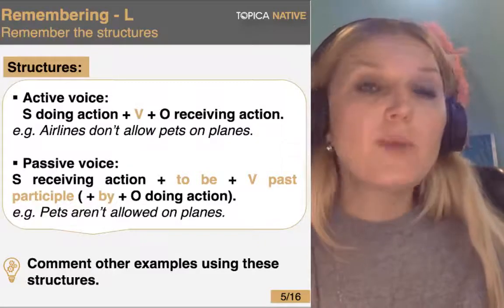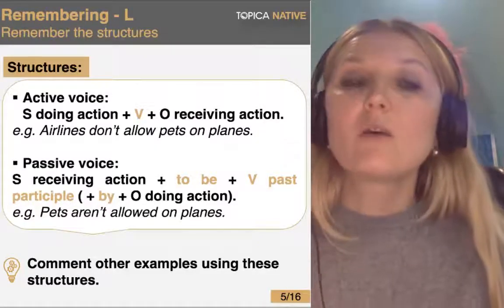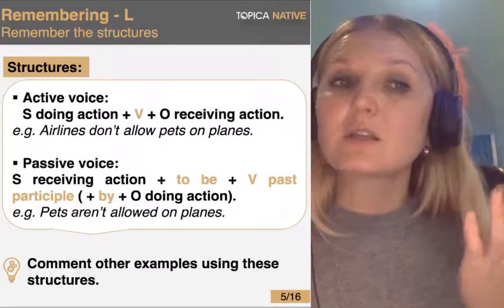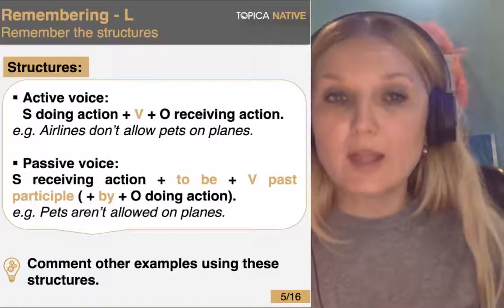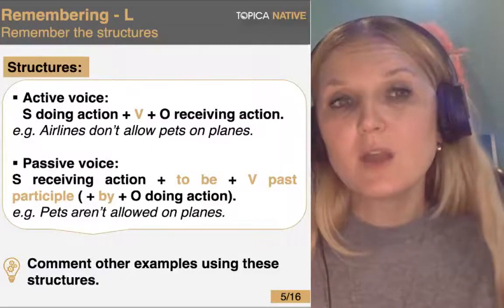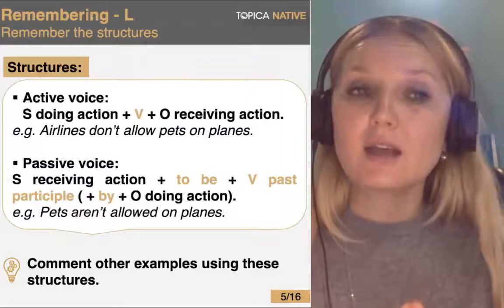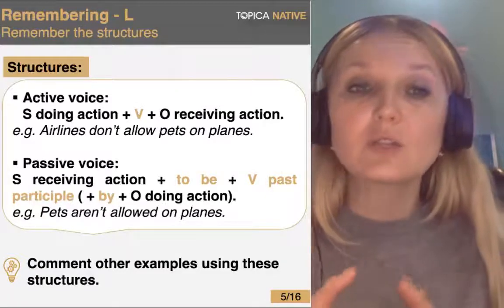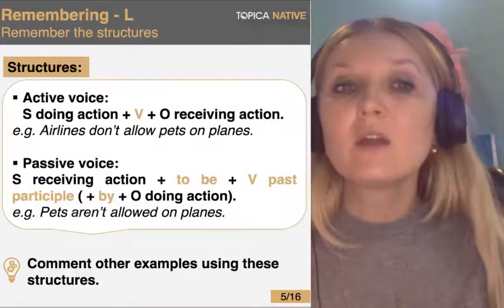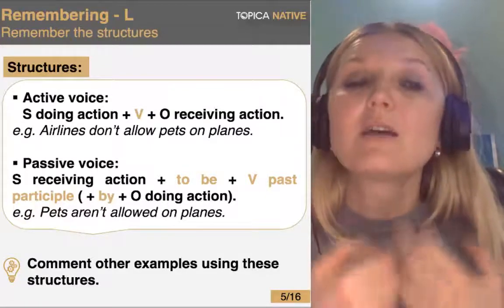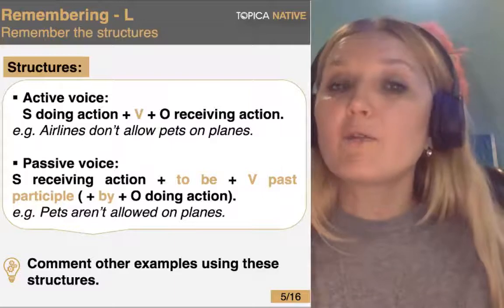Then another one, passive voice. We transform this sentence. We convert the sentence, airlines don't allow pets on planes, into passive voice. Here we get a subject which receives an action. So it's the subject receiving an action. These are pets. They received an action, right? Pets. Then we have the verb be.